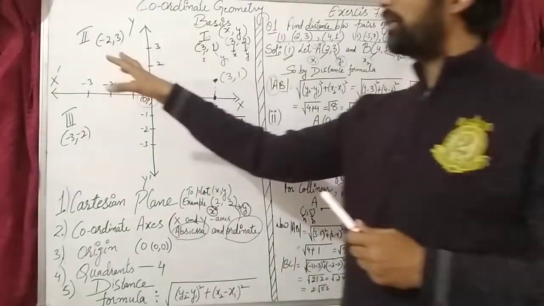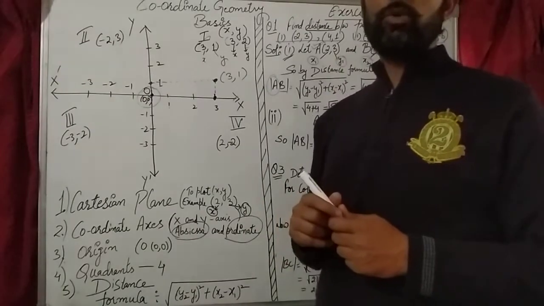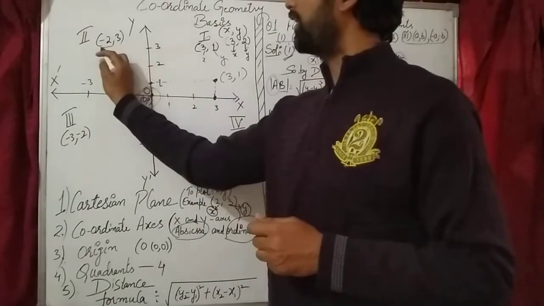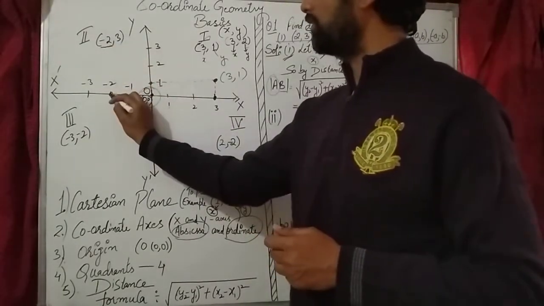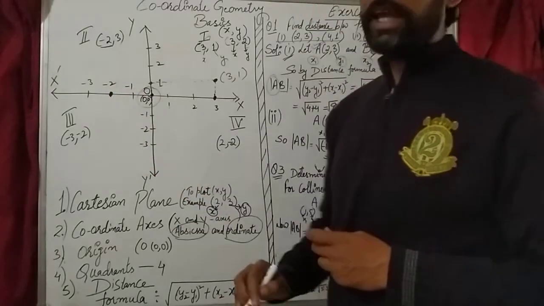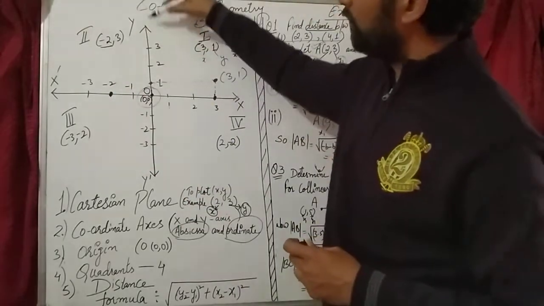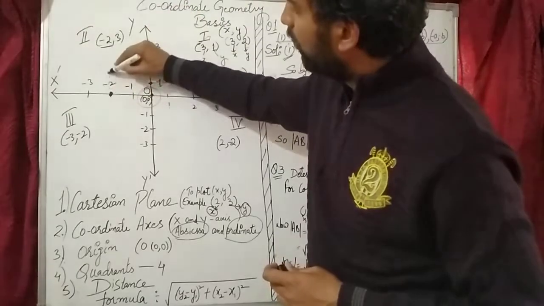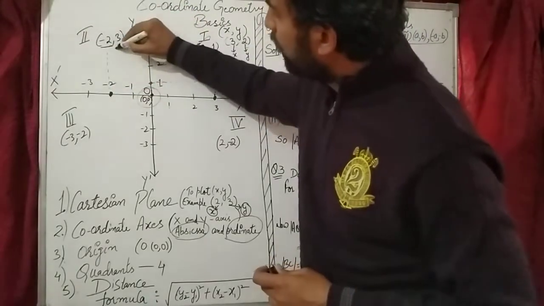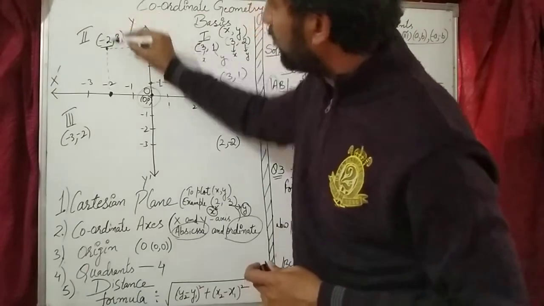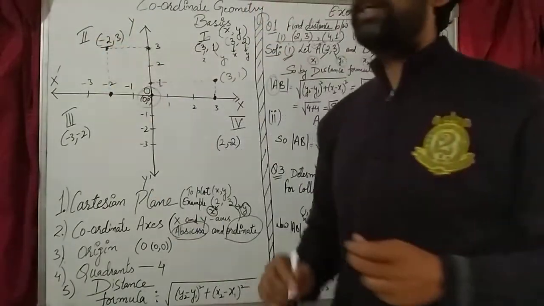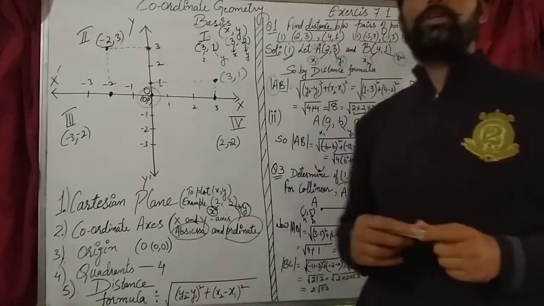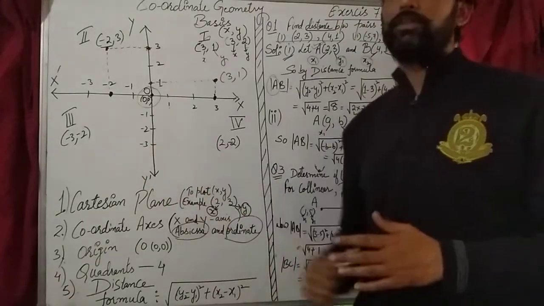Similarly, if I am talking about minus 2 comma 3, here the x-value is on the negative side, so I take x as minus 2 here, and y is positive, so the positive side is up. So here I take 3. Now draw a line. Where these two lines intersect, that point is known as minus 2 comma 3. Similarly, we can plot the others also.